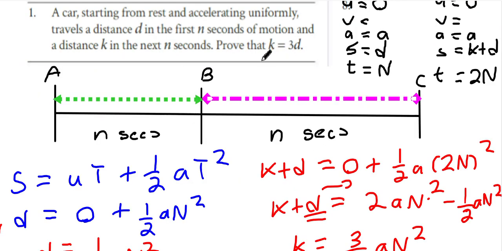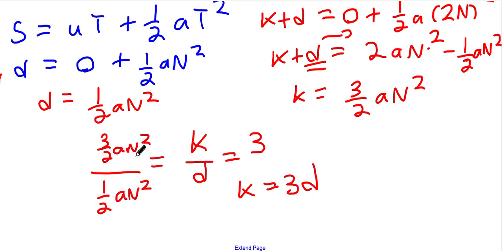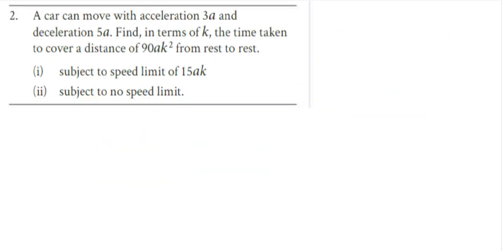Because it wanted me to prove that K equals 3D, what I decided to do was K divided by D, and K is 3 over 2 an squared. D is a half an squared. And when I divide that out, I figure out that K over D is actually 3. Cross multiply up to D, K equals 3D. That is your way. Now, let's get going.